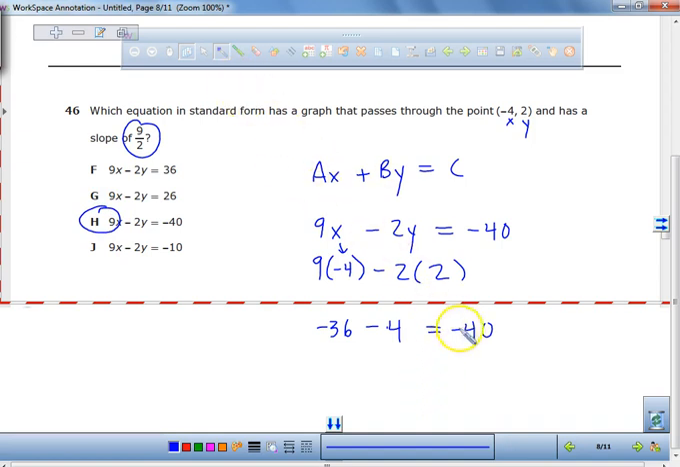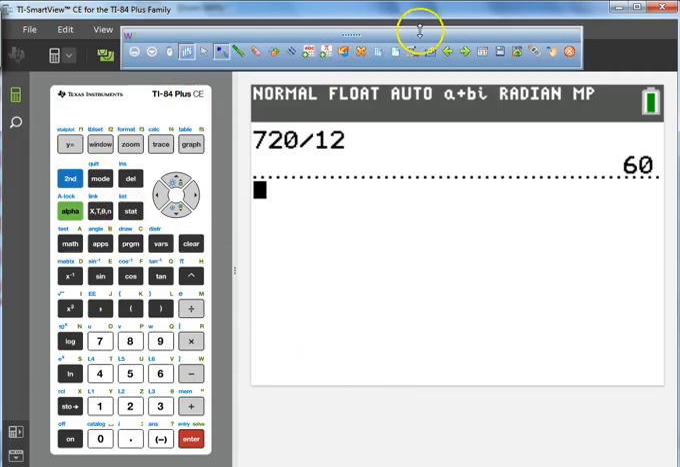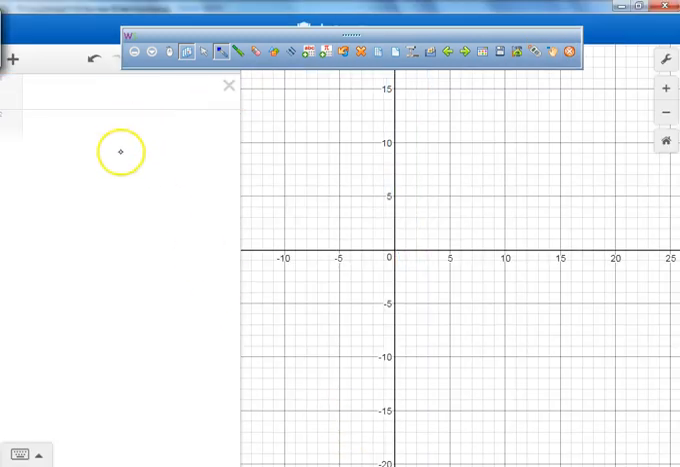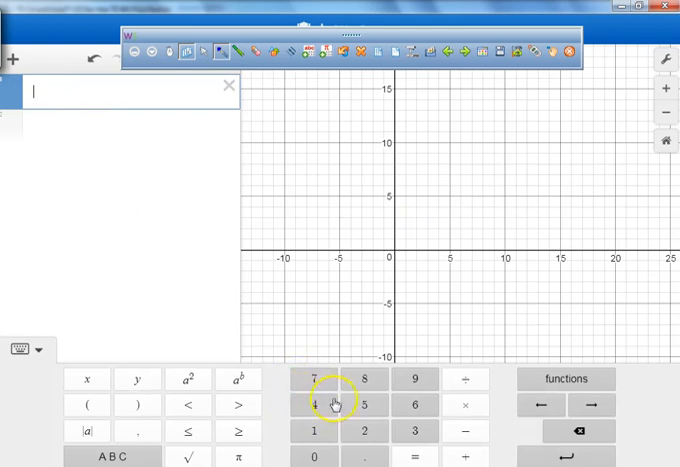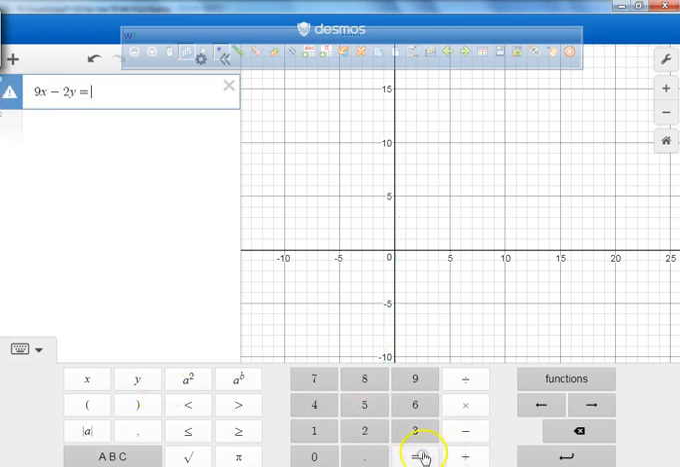Now, if you didn't know how to do that, could you type it in Desmos and still find the answer? Here's what you have to do. You have to, by the way, use process of elimination, okay? So help me out here, Jenna. Tell me the very first equation. 9x minus 2y equals 36. Okay, there we got that.